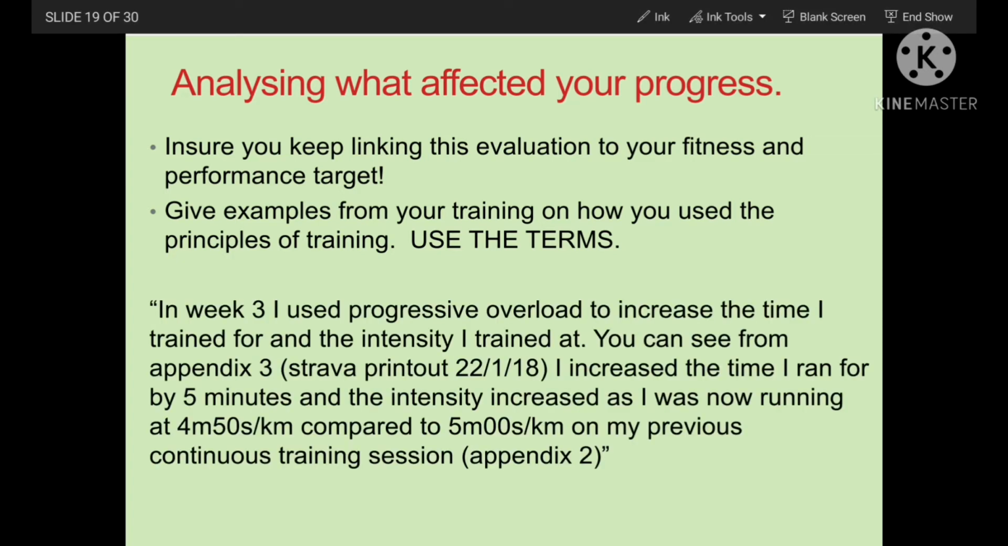In week 3, I used progressive overload to increase the time I trained for and the intensity I trained at. You can see from appendix 3, Strava printout, I increased the time I ran for by 5 minutes and the intensity increased as I now was running at 4 minutes 50 a kilometre compared to previously 5 minutes a kilometre during my continuous training. So that's the kind of thing you're looking for, to show the examiner you know what the principles of training are and how you use them, and that you use them at about the right levels.